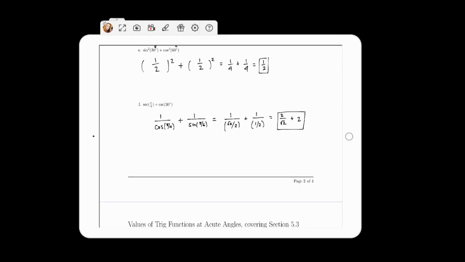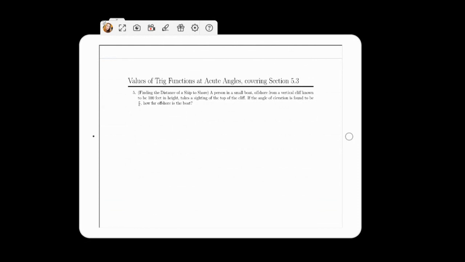But I think that perhaps the more interesting thing is some application problems. So these are some simple applications, but believe me when I say that these trig functions have many, many, many real-life applications. All right, so our first example is finding the distance of a ship to shore. A person in a small boat offshore from a vertical cliff known to be 100 feet in height takes a sighting of the top of the cliff. If the angle of elevation is found to be pi over 6, how far offshore is the boat?